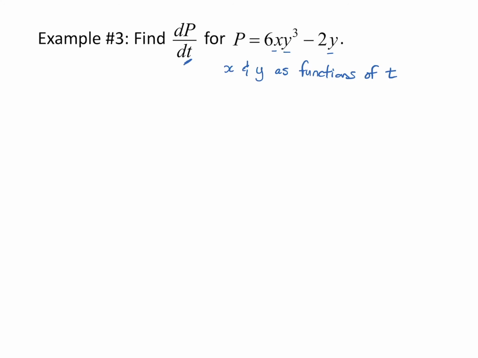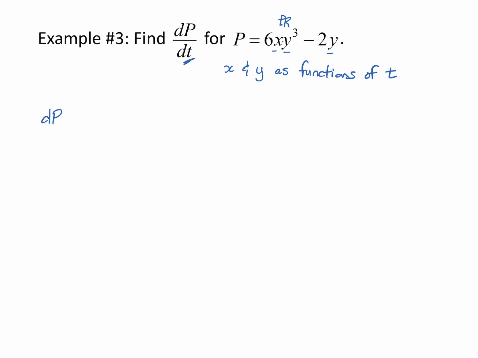And because they're both functions of t, that means when we have this multiplication, the 6x times the y cubed, we need to use the product rule because we have two functions of our differentiating variable, t, that are multiplying together. For the minus 2y, we don't need to worry about that. It's not multiplying two functions. It's just the one function of t. So we'll need to use the product rule.